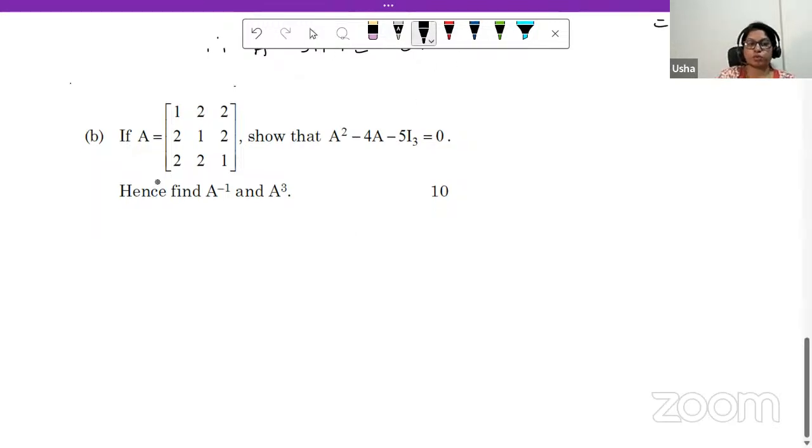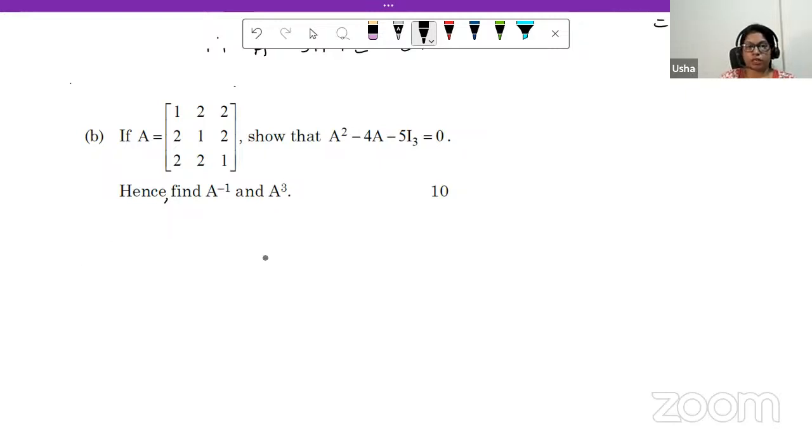Okay, so going to next question. Again, here we have a 3 cross 3 matrix, and you are supposed to show that A square minus 4A minus 5I3 is equal to 0. And you're also supposed to find what is A inverse and A cube. Okay, so to find A inverse, they have given "hence find A inverse". So using this characteristic equation, you are supposed to find A inverse and A cube.